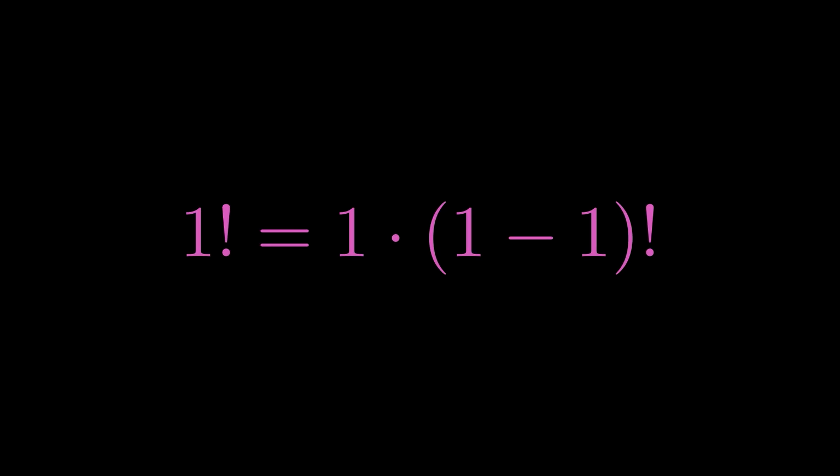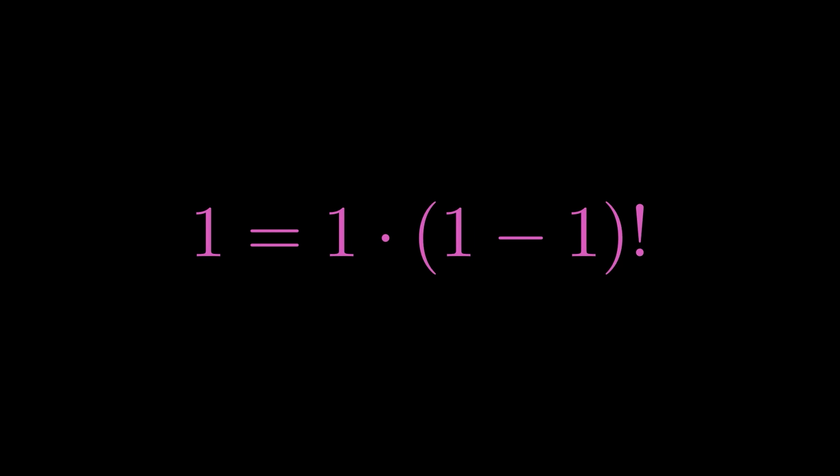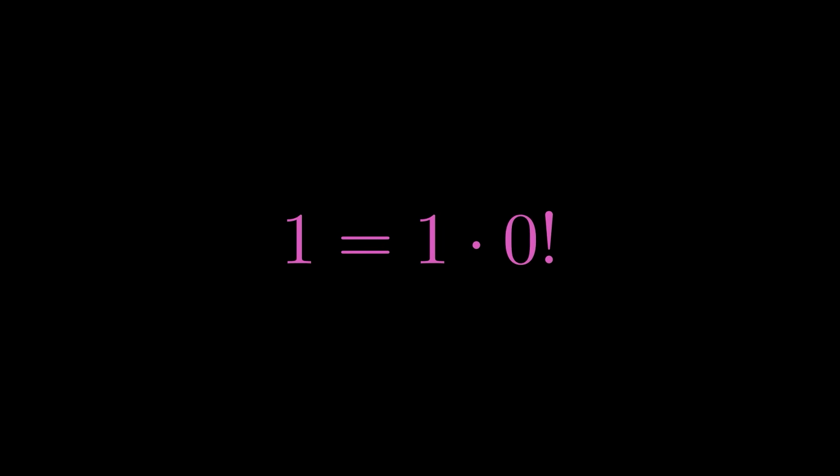We can therefore remove the factorial sign. Reducing the parentheses, we now have 1 times 0 factorial. This is starting to get interesting. We know that multiplying by 1 will never do anything, so let's just remove that, and now we have the answer. 0 factorial is indeed equal to 1.